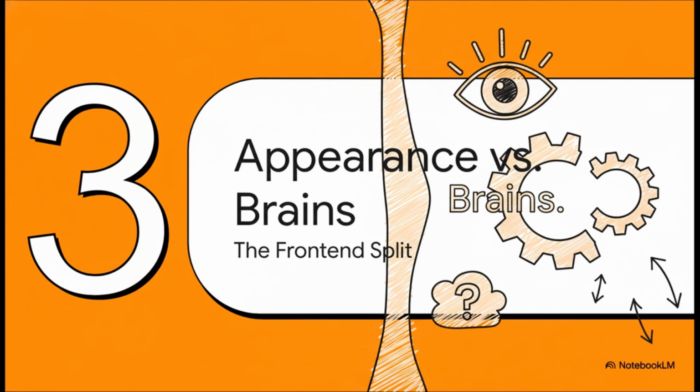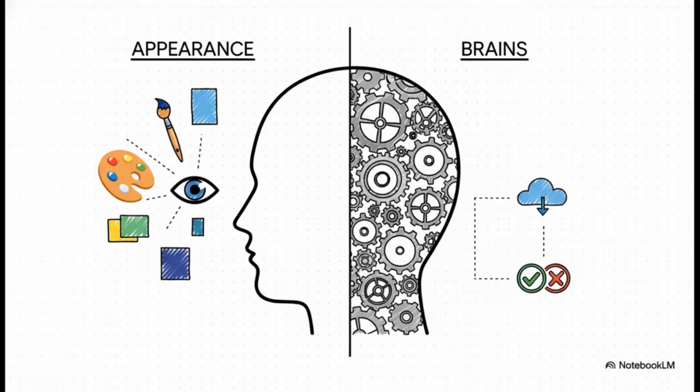But wait, there's more. Even inside the front-end world, there's another big separation we need to talk about. This is a classic beginner mistake, honestly. Folks mix up what an app looks like with how it actually works. Good modern development splits those two things right down the middle. So on one hand, you've got the UI, the appearance. That's everything you see, the layout, the colors, the fonts, all the pretty stuff.